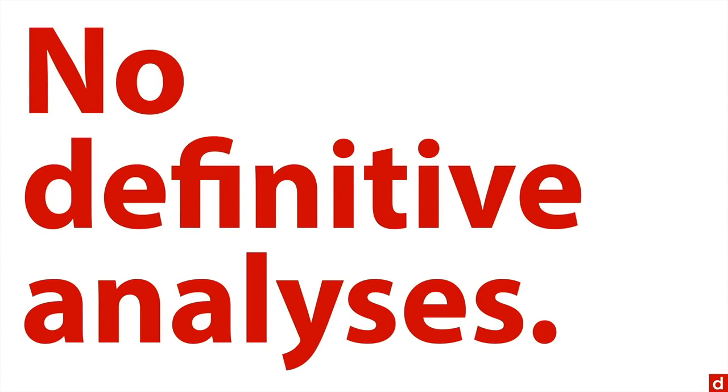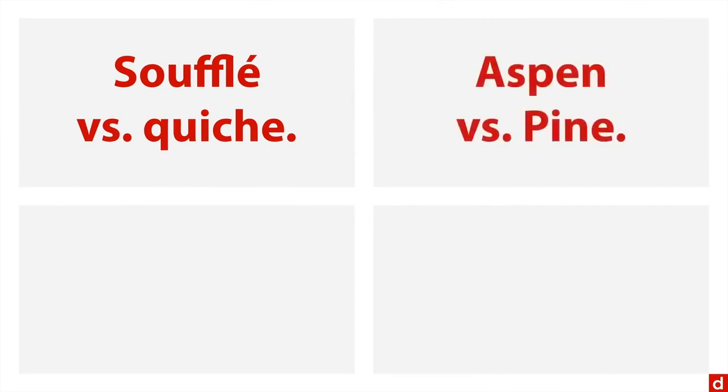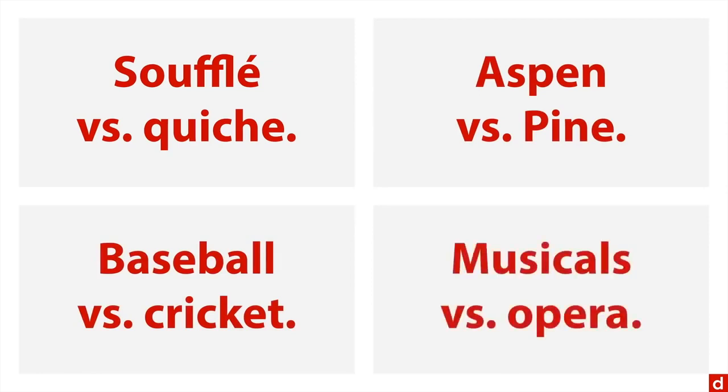So as an example, let me give you a couple of pairs of words and try to summarize the difference between them in just 2 or 3 words. I mean, in a word or two, how is a souffle different from a quiche? Or how is an aspen different from a pine tree? Or how is baseball different from cricket? And how are musicals different from opera? It really depends on who you're talking to. It depends on your goals, and it depends on sort of the shared knowledge. And so there's not a single definitive answer.